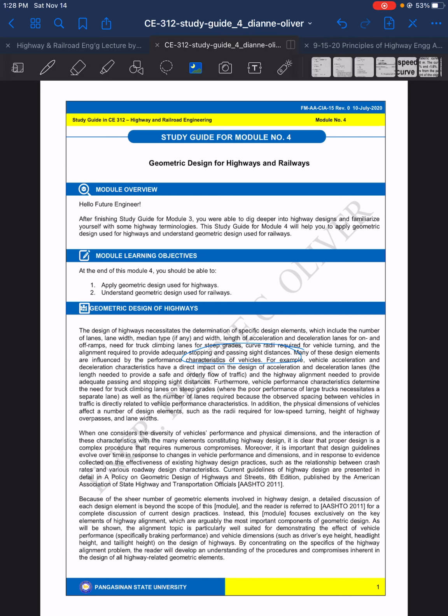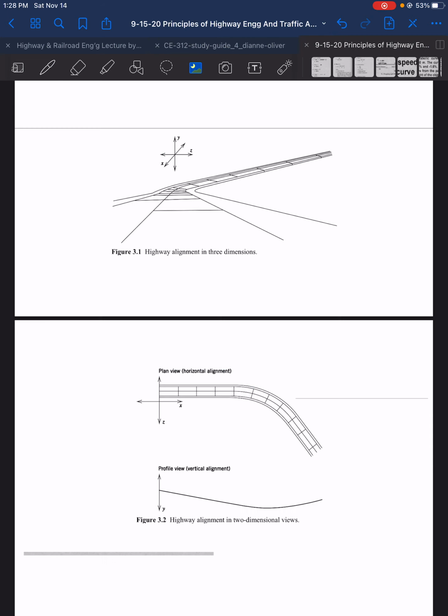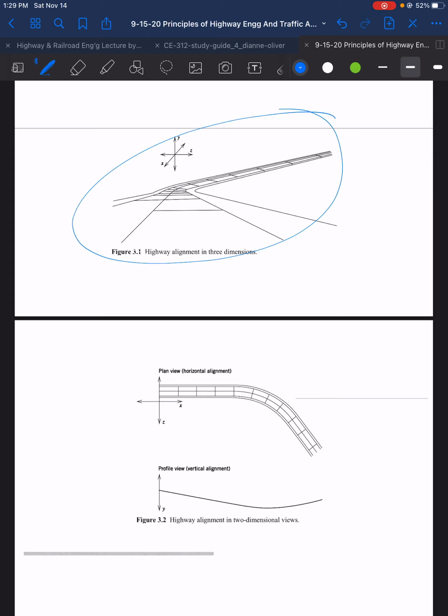Let's now continue our discussion in the study guide for module number 4 under the topic Geometric Design for Highways and Railways. Before we proceed to our discussion, let's go first to the highway alignment in 3 dimensions. Looking at this figure, this is what a driver will see as he drives a highway.